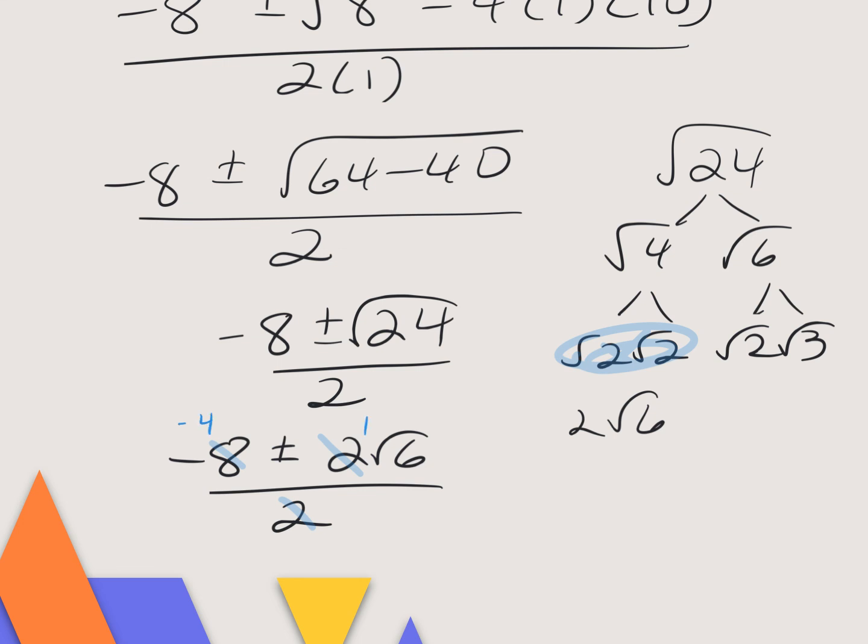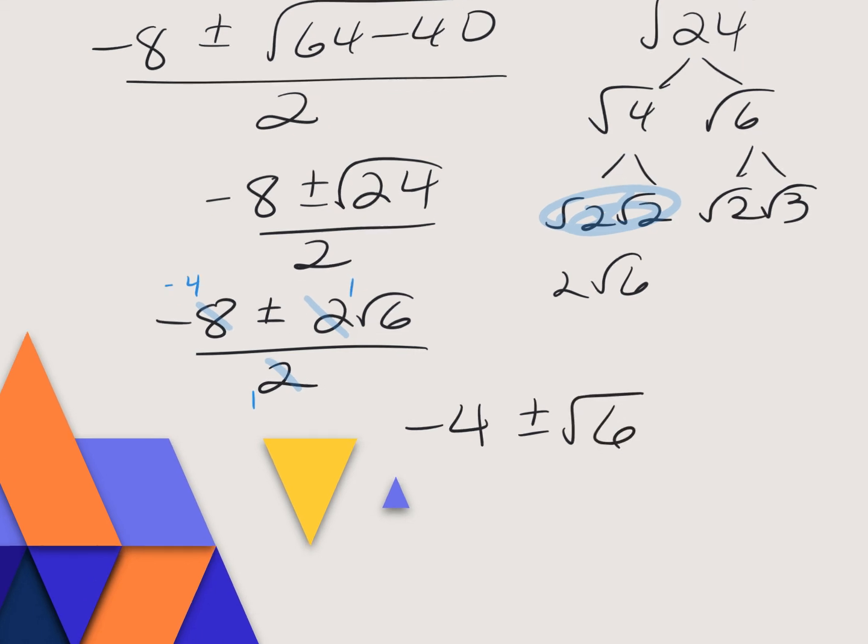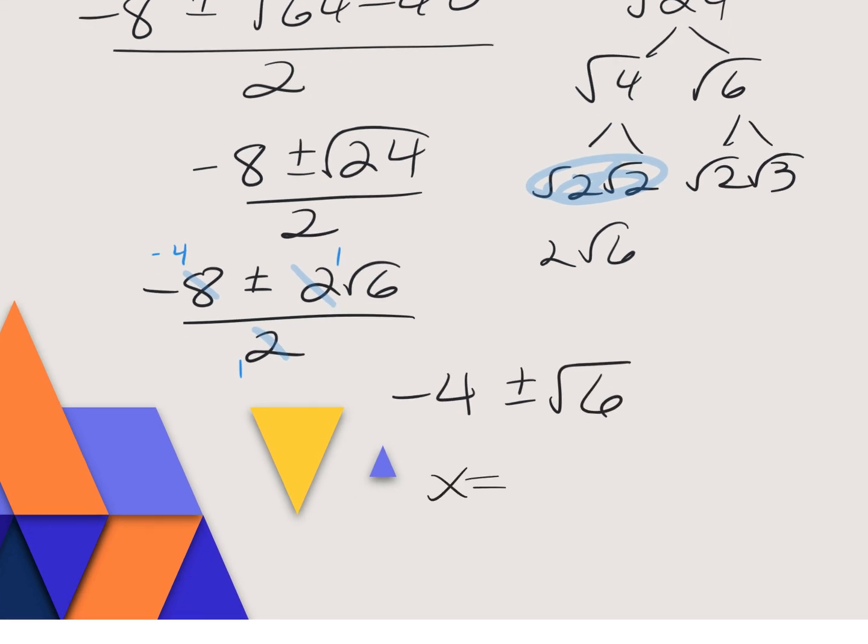The 2 becomes a 1. This 2 becomes a 1. So my final answer is going to be negative 4 plus or minus the square root of 6. And again, for WebAssign, you're going to plug it in as negative 4 minus the square root of 6 and negative 4 plus the square root of 6.